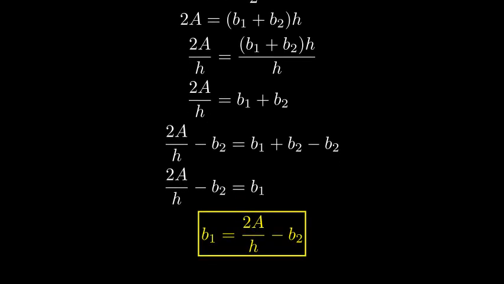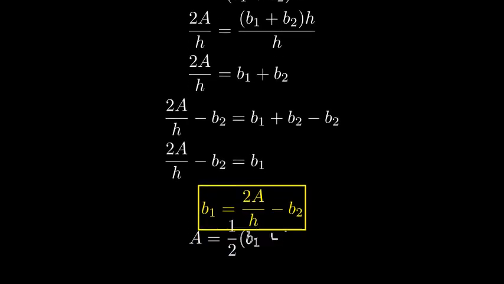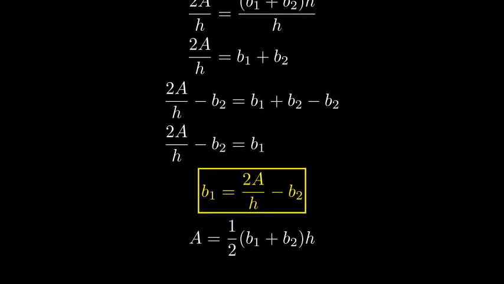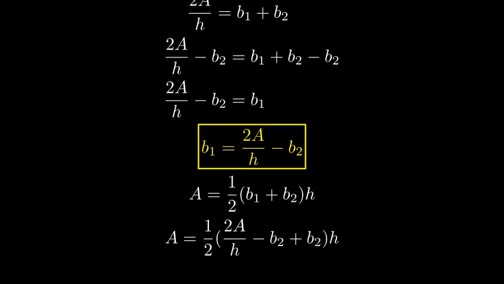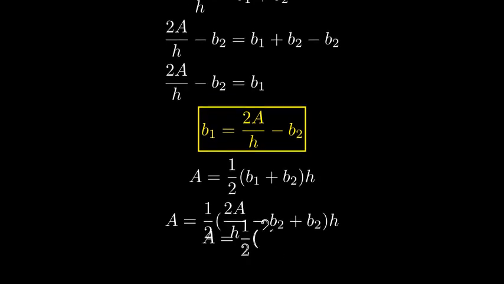Let's verify our answer by substituting this expression back into the original equation. We start with a equals 1/2 times (b1 plus b2) times h. Now let's substitute our expression for b1, which is 2a over h minus b2, so we have (2a over h minus b2 plus b2), all times h over 2. Notice that negative b2 plus b2 cancels out, leaving us with just 2a over h. So we have a equals 1/2 times 2a over h times h, which simplifies to a equals a, confirming our solution is correct.